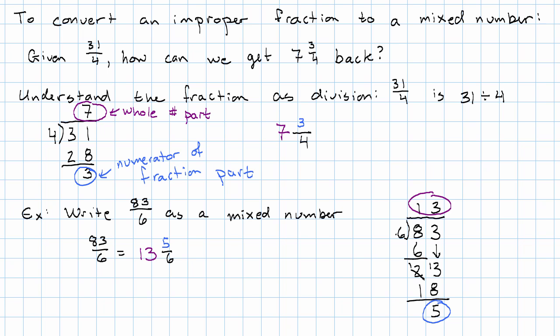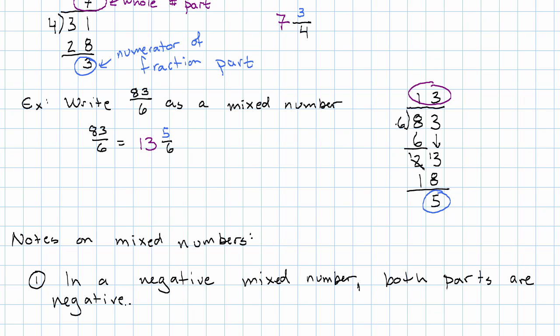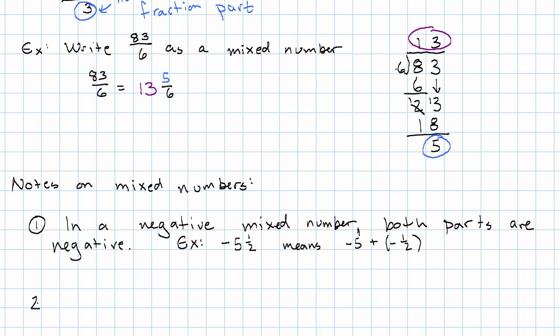Okay, a couple of notes and cautions with mixed numbers. In a negative mixed number, both parts are negative. So, for example, if I have -5 1/2, that means -5 plus -1/2. The second one has to do with how we actually perform arithmetic on mixed numbers.